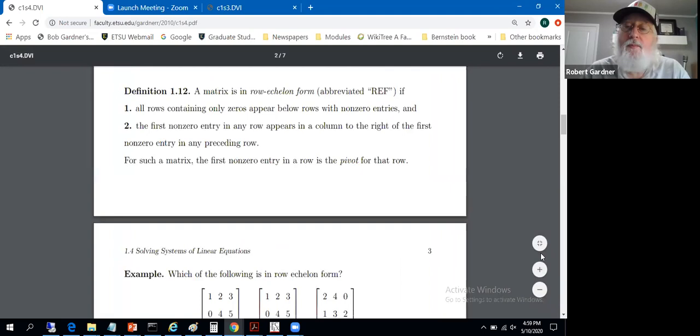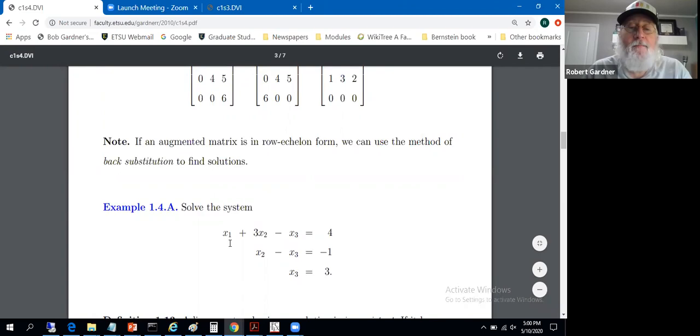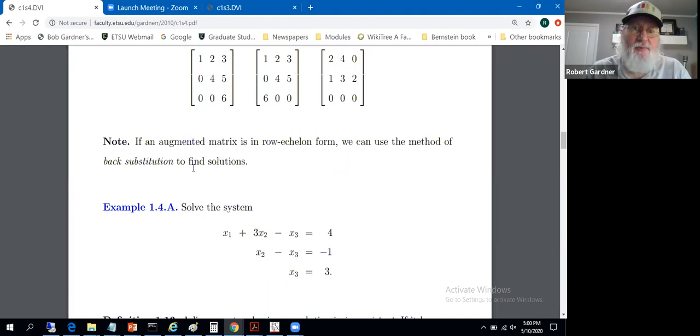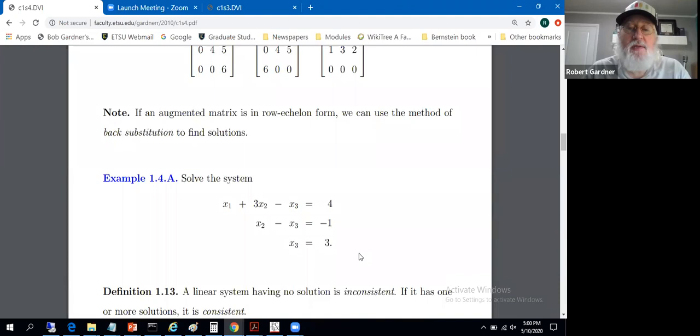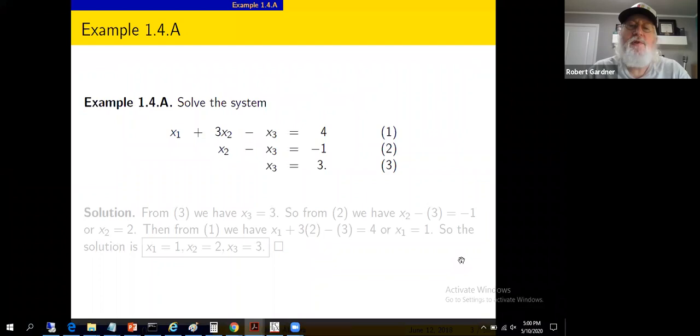All right, let's look at a system of equations. Okay. There's some down and to the right stuff in the system of equations. The technique we're about to use is called back substitution. If an augmented matrix is in row echelon form, we can use this method of back substitution to find solutions. So let's take this system of equations. Let's go to the supplements. All right. Consider this system of equations.